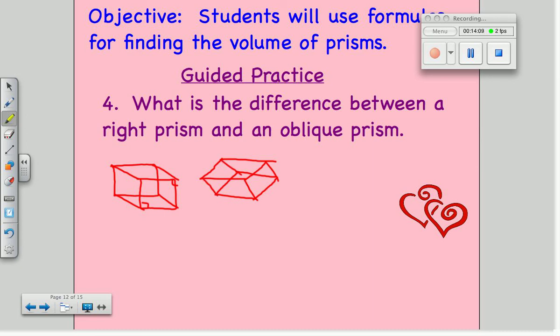Do you see the difference? It just looks like a cube, but tilted. Exactly. It looks the same but tilted, but the difference is in the angles at the corners. If it forms a perfect 90-degree corner right angle, then it's a right prism. If it doesn't, then it's not a right prism. It's called an oblique prism.